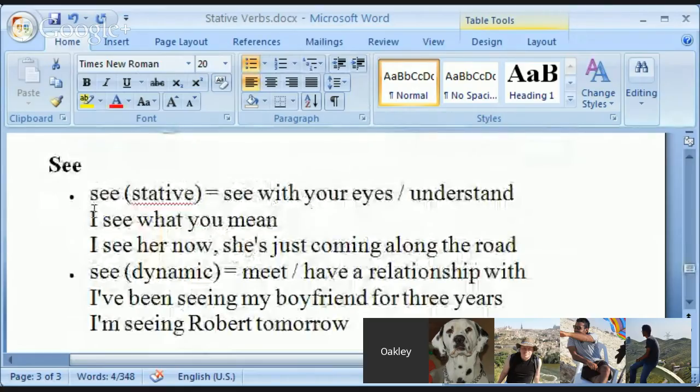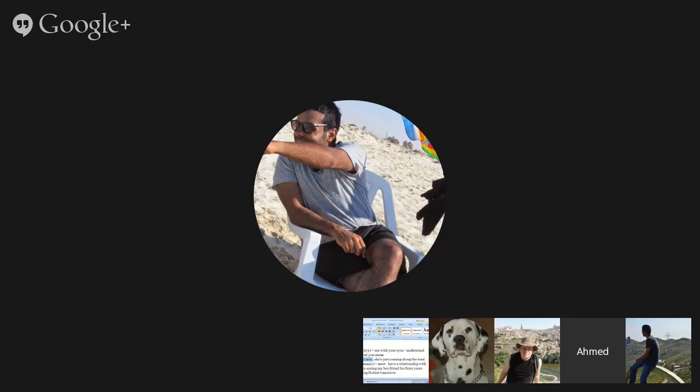Here's another one. Now, okay, see, taste, smell, these we usually think of as being stative verbs because you see with your eyes. Or in the meaning of understand, for example, I see what you mean. I can't say I'm seeing what you mean. Or just the action of using your senses. I see her now. She's just coming along the road. In this case, see is going to be stative.